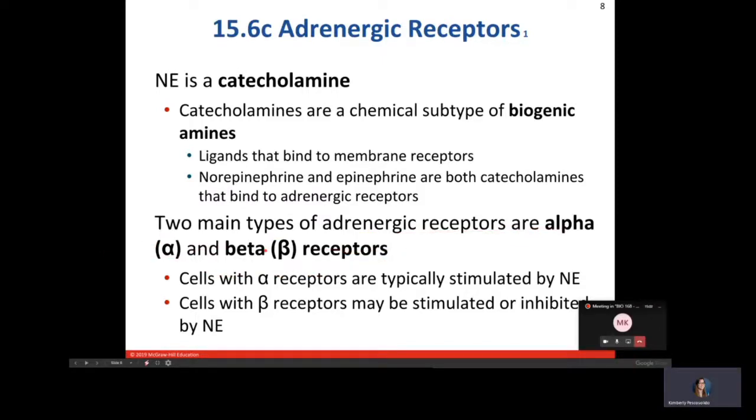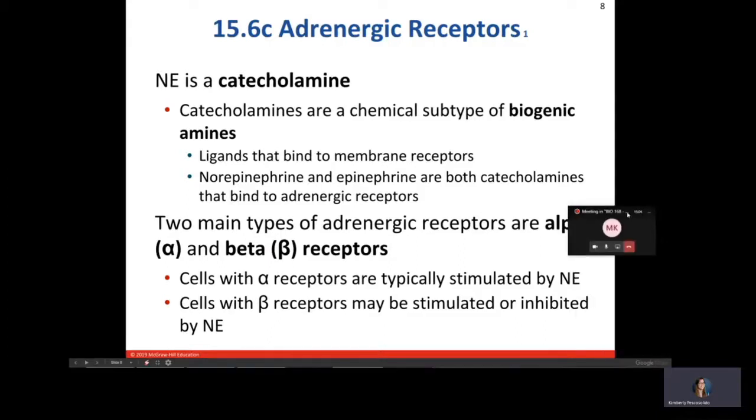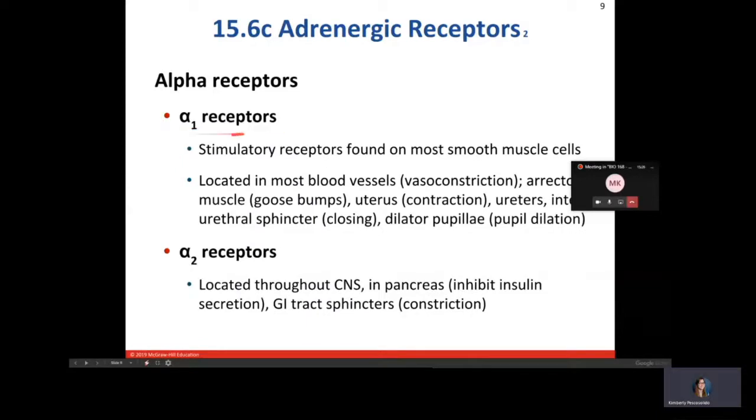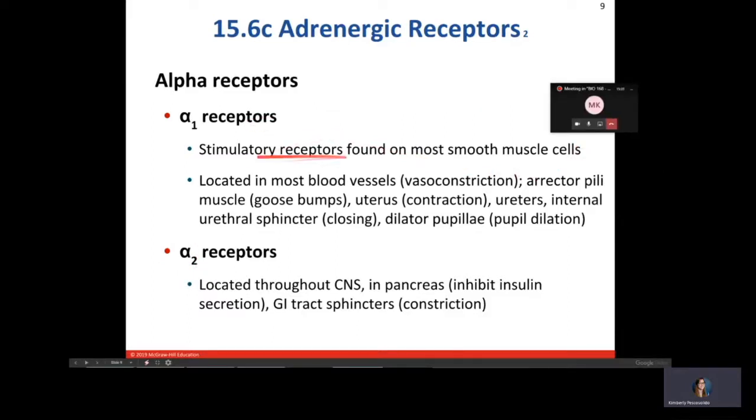This is a bit of an oversimplification, but you can think of cells with alpha receptors as typically stimulated by norepinephrine, whereas cells with beta receptors may be stimulated or inhibited by norepinephrine. But it's a lot more complicated than that. We have different subtypes of each of these receptors. For our alpha receptors, we have both alpha 1 and alpha 2 receptors. Alpha 1 receptors are going to be stimulatory receptors.